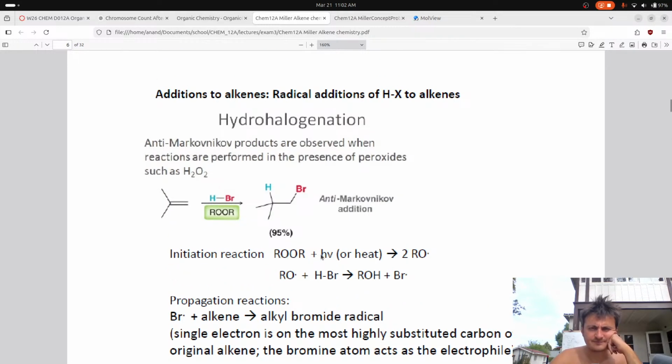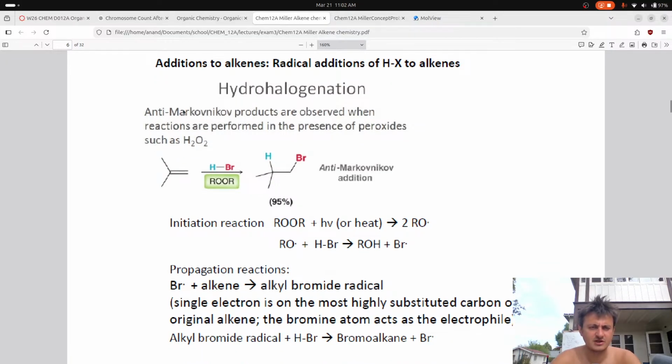All right, here we go. So this is the anti-Markovnikov hydrohalogenation. Additions to alkenes, radical additions of HX to alkenes. Now this apparently uses radical chemistry, so we're not really getting into it. Anti-Markovnikov products are observed when reactions are performed in the presence of peroxides such as H2O2. So here we have some alkene. It's clearly more substituted on the left. This is a tertiary carbon, and this is just a primary carbon. And we see that the Br gets added 95% of the time.